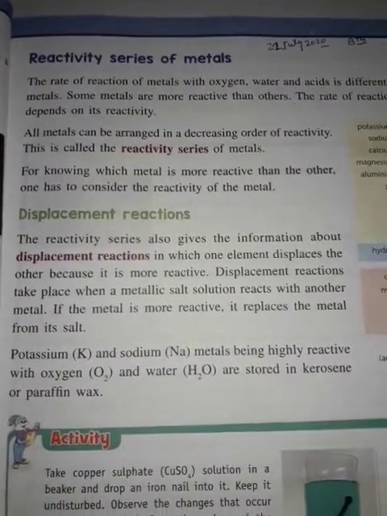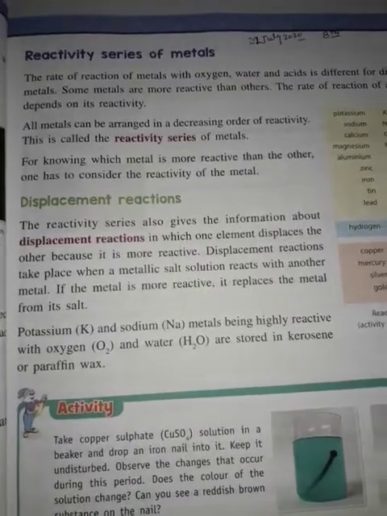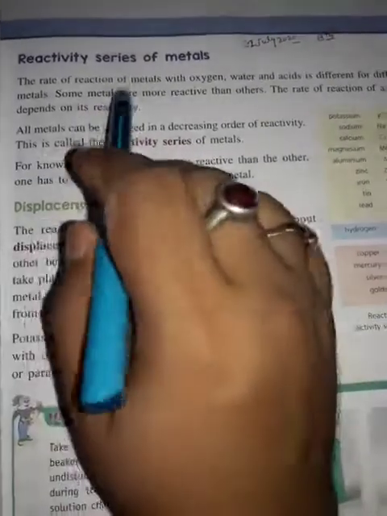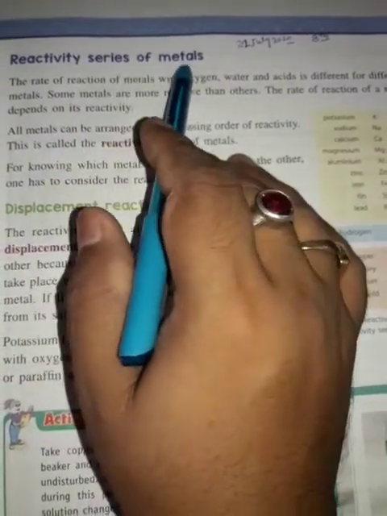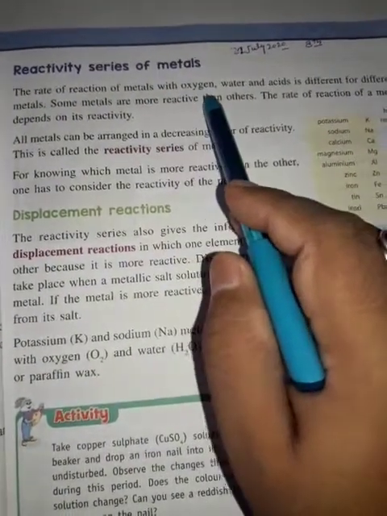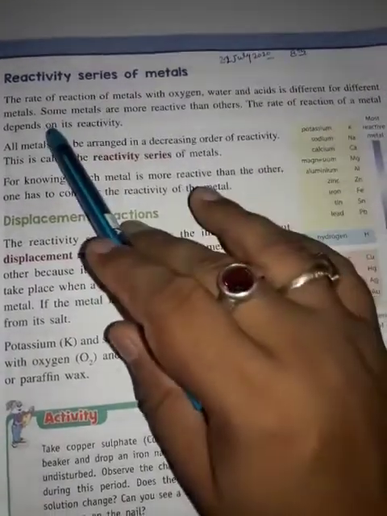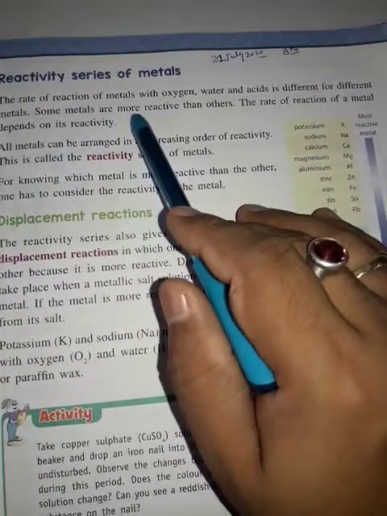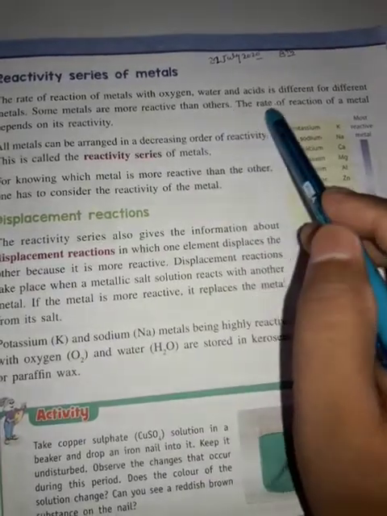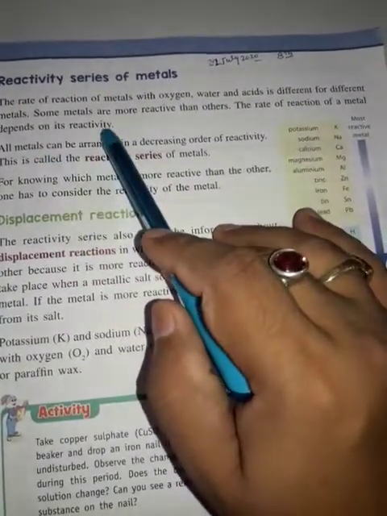Good morning, students. Class 8th Science, and today's topic is the reactivity series of metals. The rate of reaction of metals with oxygen, water and acids is different for different metals. Some metals are more reactive than others. The rate of reaction of a metal depends on its reactivity.